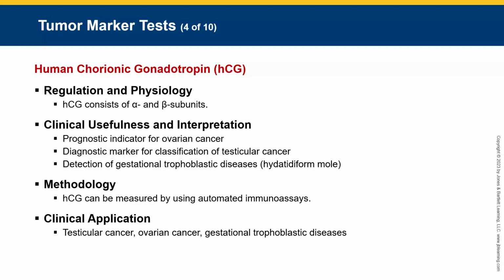It is a prognostic indicator for ovarian cancer, a diagnostic marker for the classification of testicular cancer, and it's used in the detection of gestational trophoblastic diseases. HCG can be measured using automated immunoassays. Testicular cancer, ovarian cancer, and gestational trophoblastic diseases can be detected.